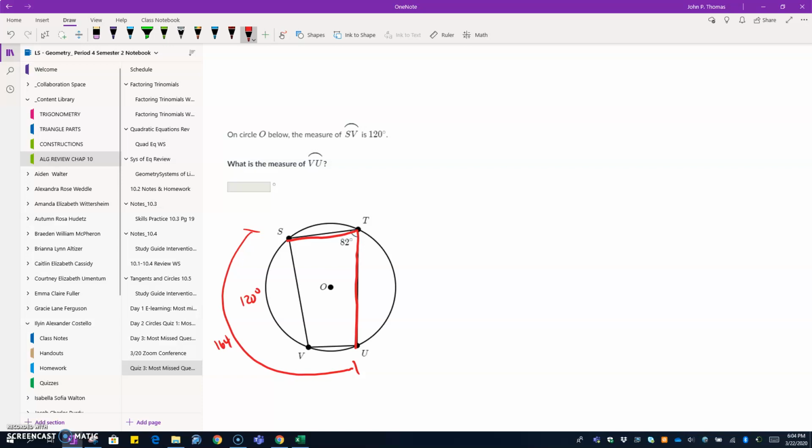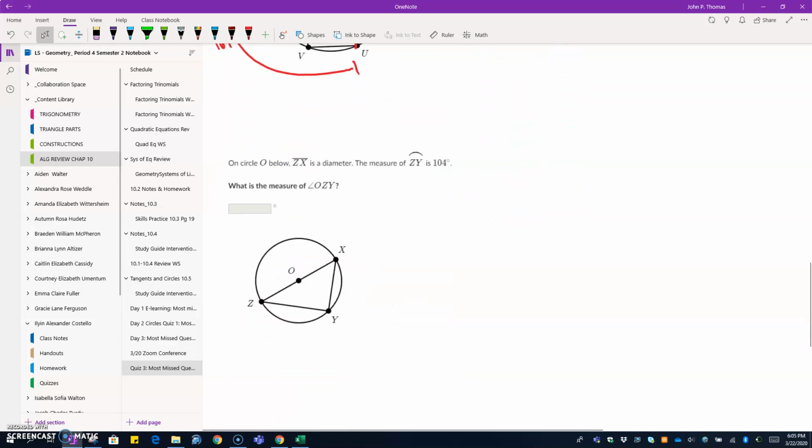Now, SV in here is 120. It asks me for VU. So I'm going to take 164 minus 120, and that's going to equal the arc VU, measure of that arc. So if I subtract those, I end up at 44 degrees for the measure of VU. Alright, so 44 degrees would be our final answer on that one.